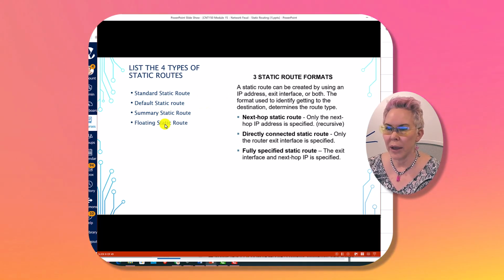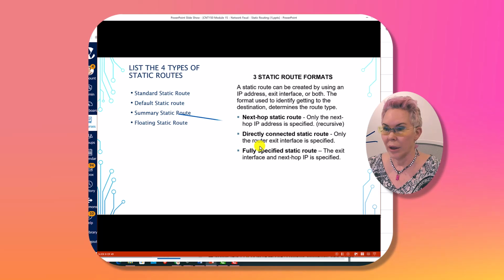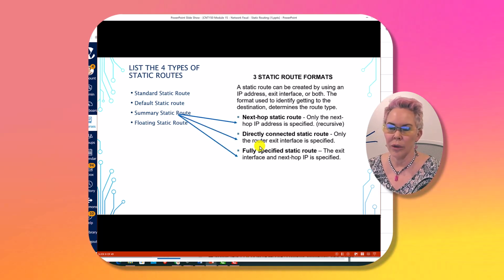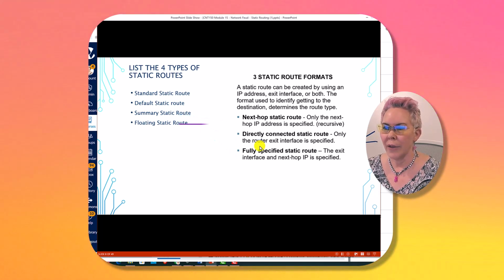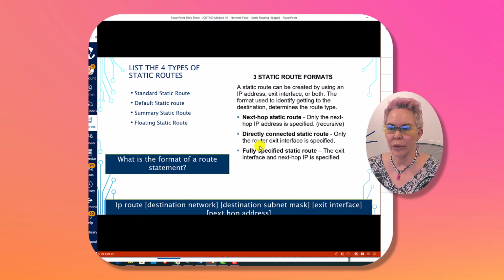Remember that I said that all of these routes can be written in any of these formats. I can write a standard static route using the next hop format, using the directly connected format, or the fully specified. Same goes with the default static route. I can use any of those formats. A summary static route, I can use any of those formats. And the floating static route, I can use any of these formats.